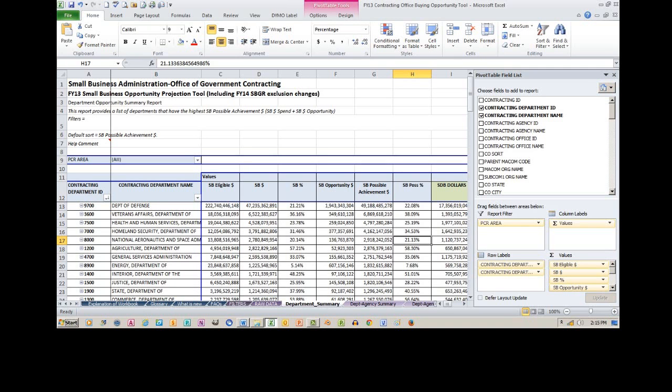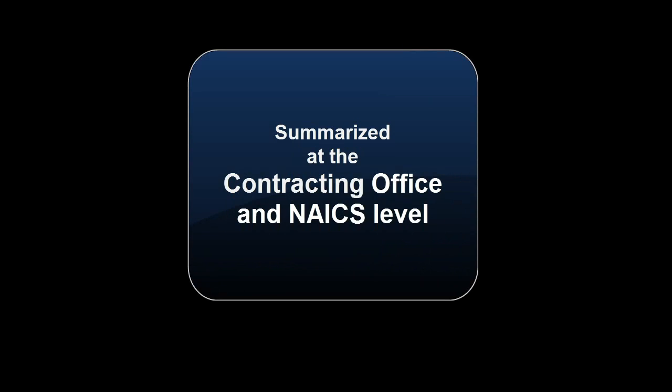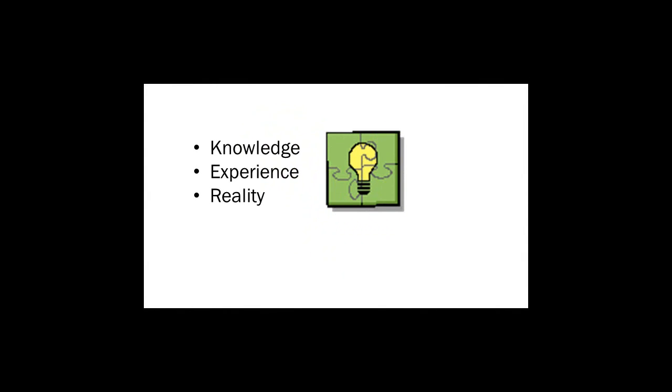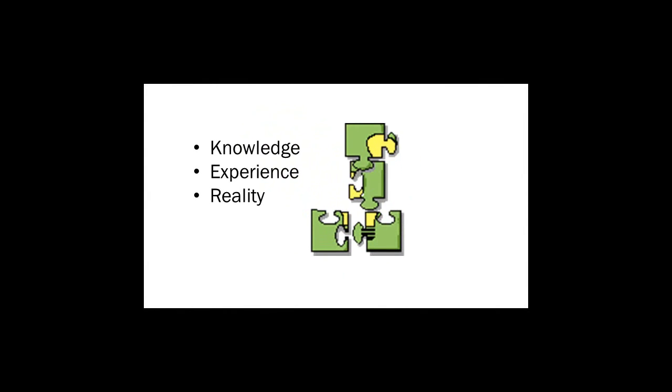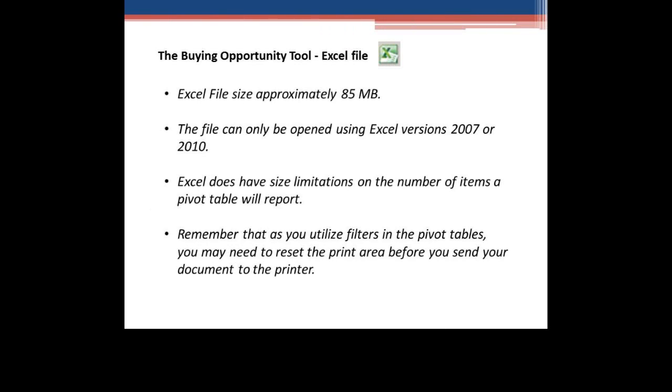Please keep in mind, even though the original data grand total does tie to the Small Business Goaling Report, which is funded department based, the Opportunity Tool is based on contracting office. Also remember, this tool doesn't provide you with the answer. It provides you with a clue to answer the question, where may I look to find additional areas of small business growth opportunity? The data in this tool needs to be used in conjunction with the user's knowledge, experience, and reality.